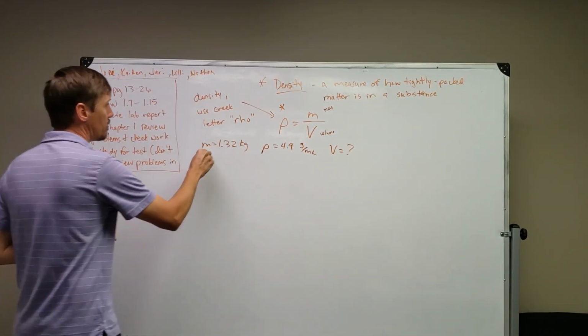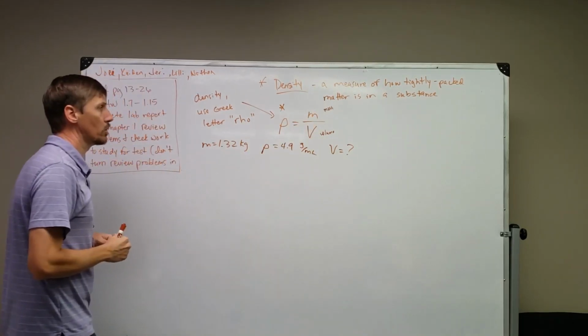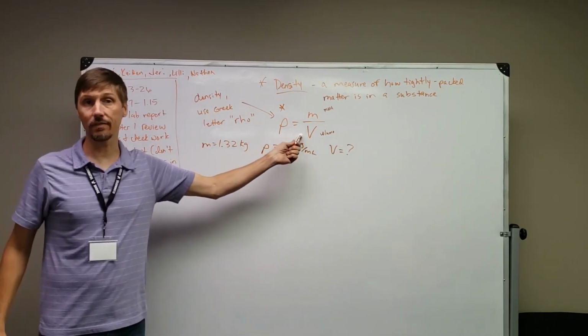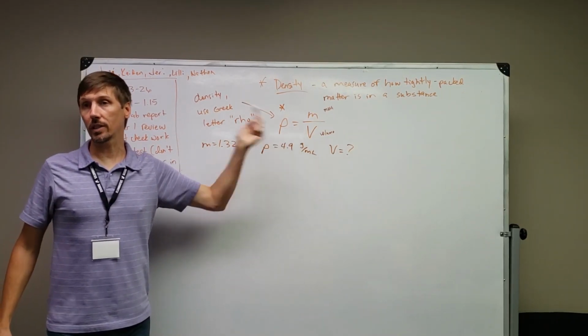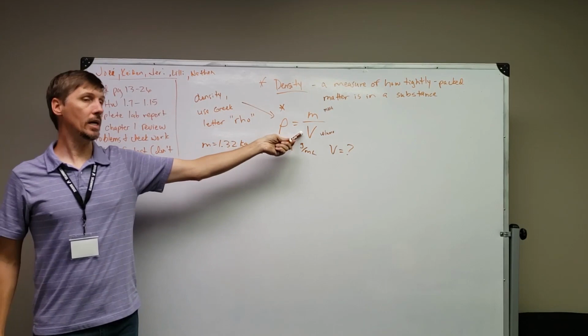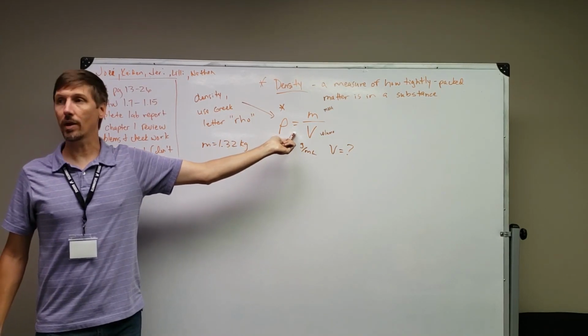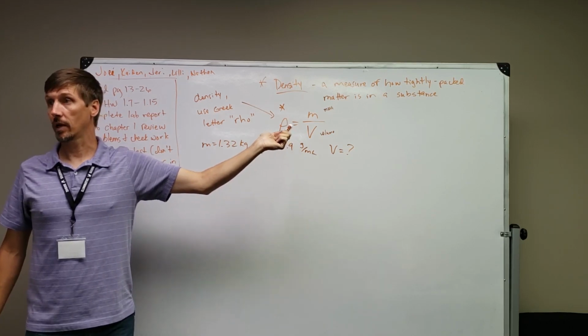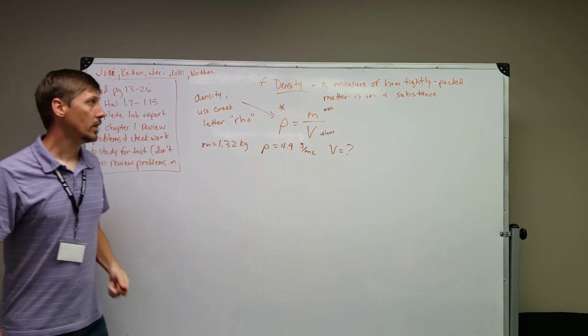In this case, they gave us mass, that portion of our equation. They gave us density, that portion of our equation, and they didn't give us V. So the first thing that we want to do here is take our equation and rearrange it algebraically so that we solve for V. Right? V equals what?